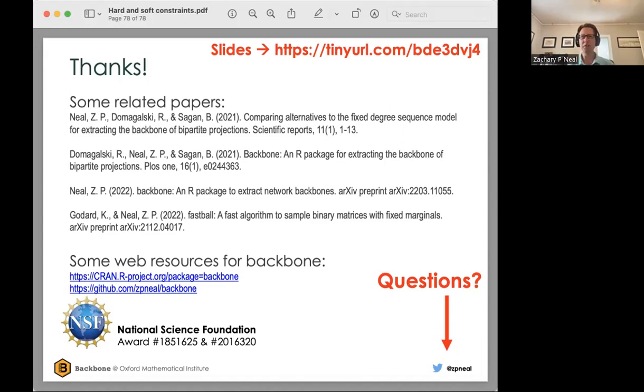Yes, and the one other context, though it's trivially small data, is the Southern women data that many of you are probably familiar with. So 14 women attending 18 events in the US South in the 30s. We have data about their event attendance from the social column of the newspaper. But independently, each of the women was interviewed about who their friends were and who they didn't like in this social group. So we can definitely reproduce the interview results from the backbones.